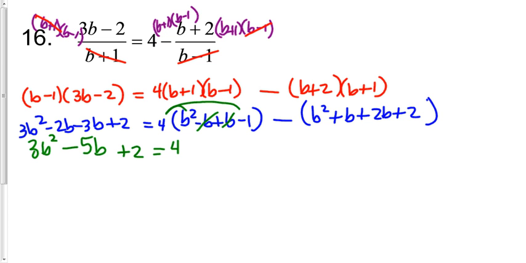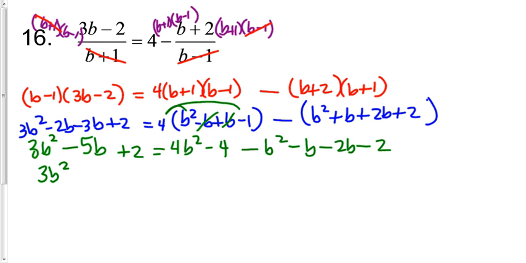So I get 4b squared minus 4 minus, now what I have here is a b squared minus ab minus a 2b minus a 2. That negative sign has to distribute to everything in the parentheses. Okay, so I'm going to combine like terms on the right and then we'll be ready to solve.